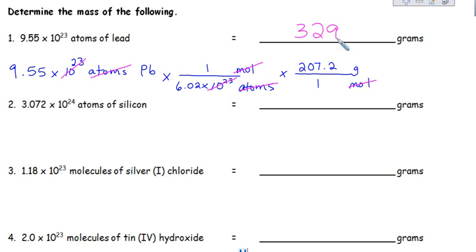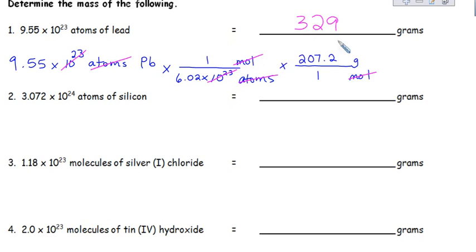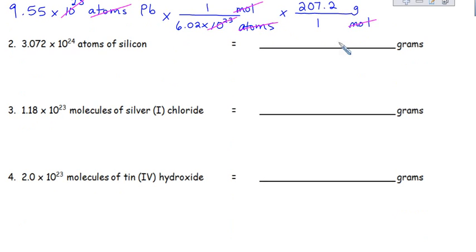And again, we can see if that sounds reasonable. 9.55 times 10 to the 23rd is about, what, like 1.5 moles? Every mole is 6.02 times 10 to the 23rd particles. So I have about 1.5 moles. Each mole is about 200 grams. Yeah, I'm looking for somewhere around 300 grams. That seems reasonable. So there's your long way, the 2-step. But again, with these two, you can use the shortcut. You can combine these in one step.